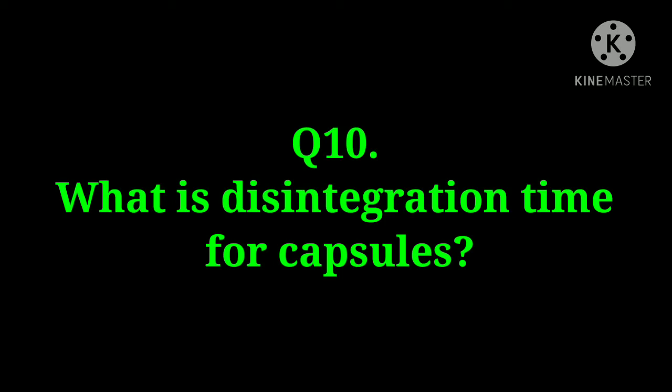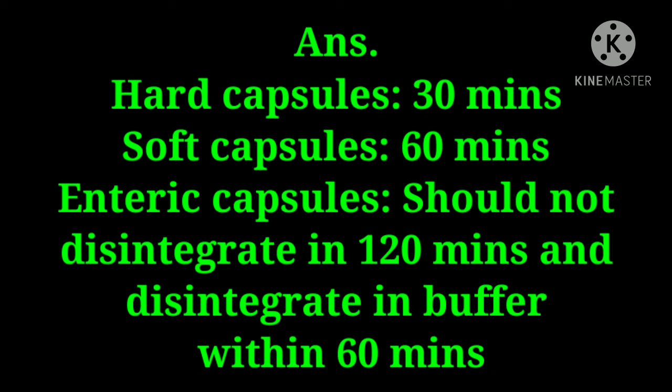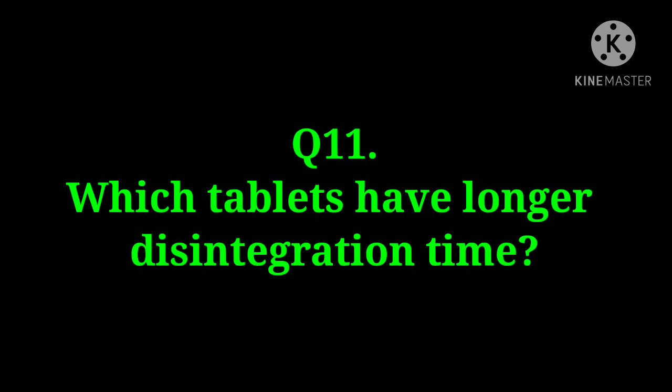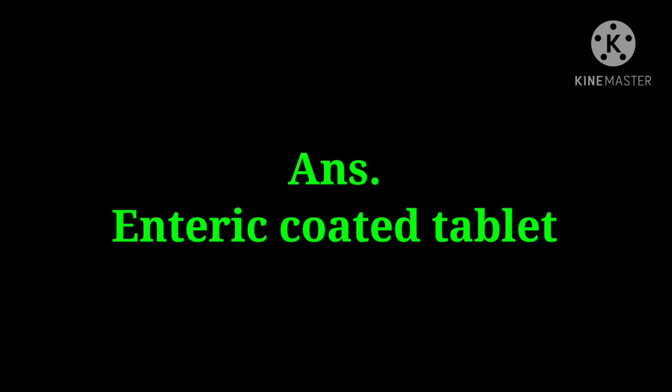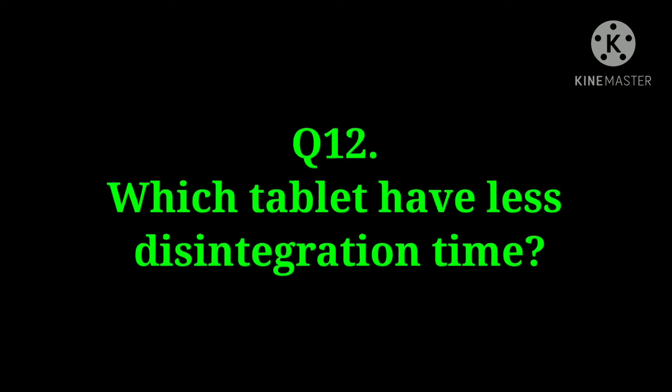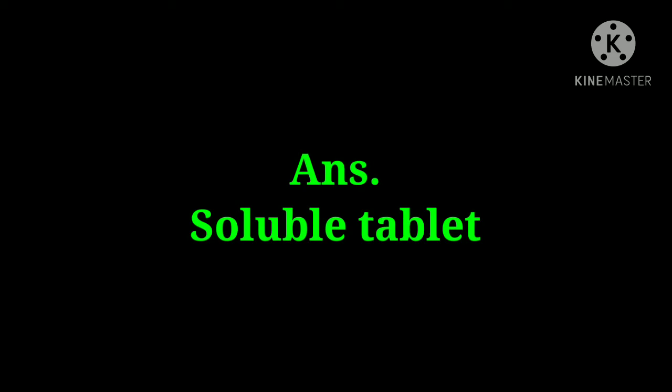What is the disintegration time for a capsule? For hard capsule 30 minutes, soft capsule 60 minutes. Enteric capsule should not disintegrate in 120 minutes, later on it should disintegrate in 60 minutes. This is for capsules. Which tablet has a longer disintegration time? The answer is the enteric coated tablet has a longer disintegration time. Which tablet has a shorter disintegration time? Soluble tablets have a shorter disintegration time.